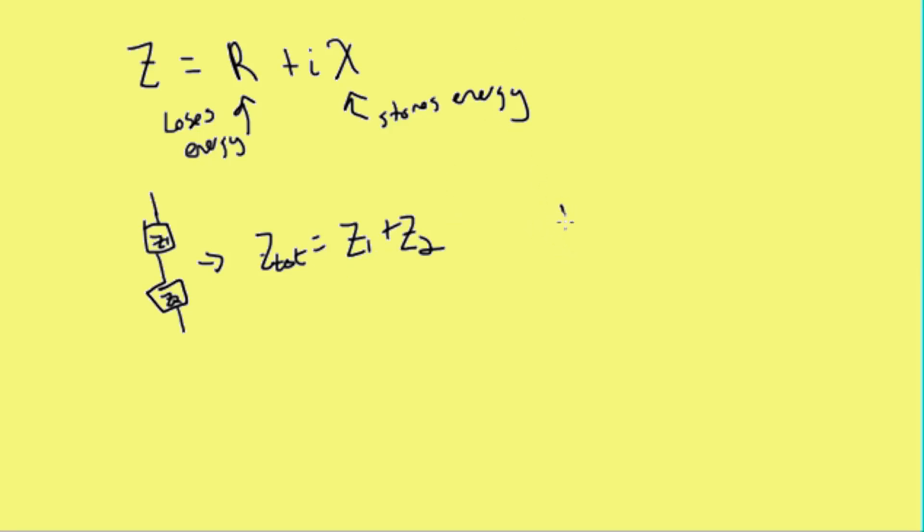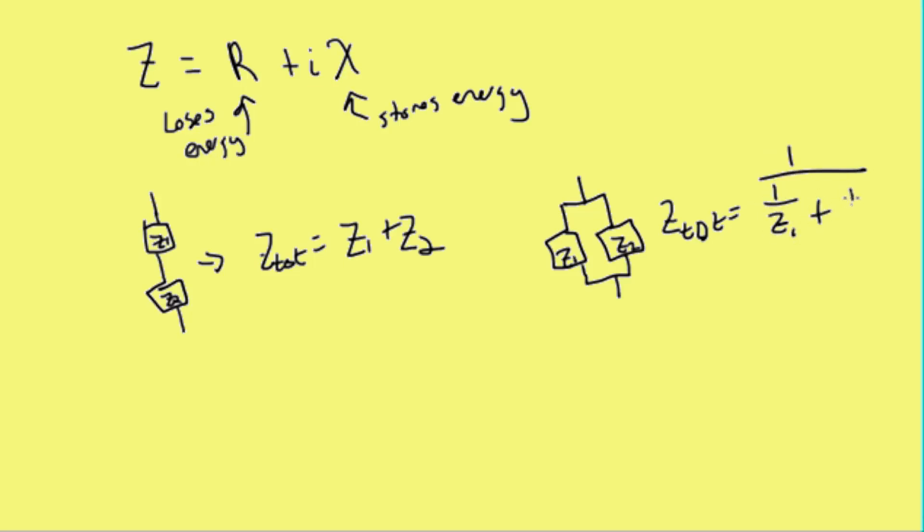And if they're in parallel, Z1 and Z2, so they have the same voltage across them, the Z total will be equal to 1 over Z1 plus 1 over Z2. And this doesn't matter if they're resistors, inductors, or capacitors. All you need to do is remember what the impedance is for that given circuit element.